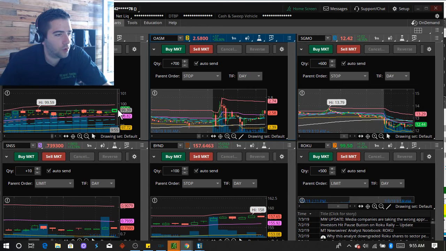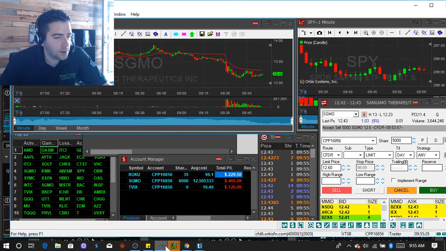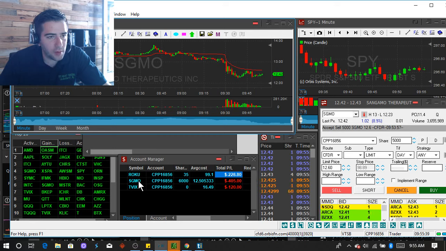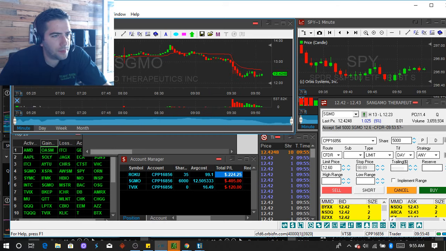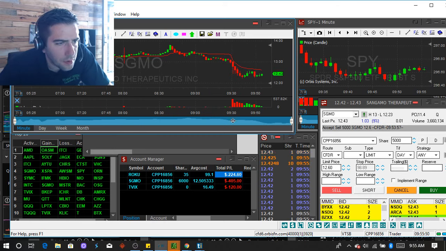There we go. Roku's taking off again. Should have just stuck with Roku. Come on. Get me out of this SGMO, please. And I'll make all my money back on Roku in 2 seconds. Come on, come on. Keep going, keep going. That's a double bottom right there. That is a double bottom. Come on, that's going to take off there.